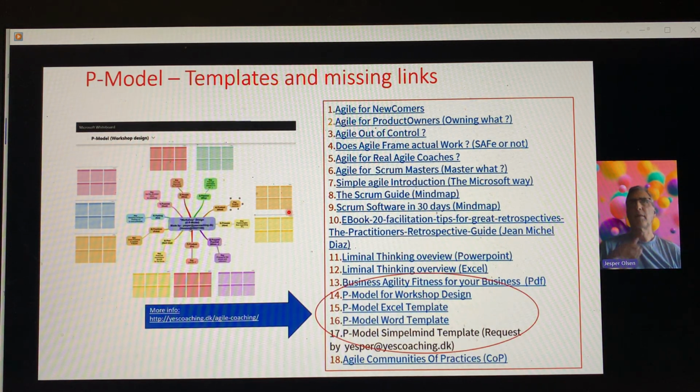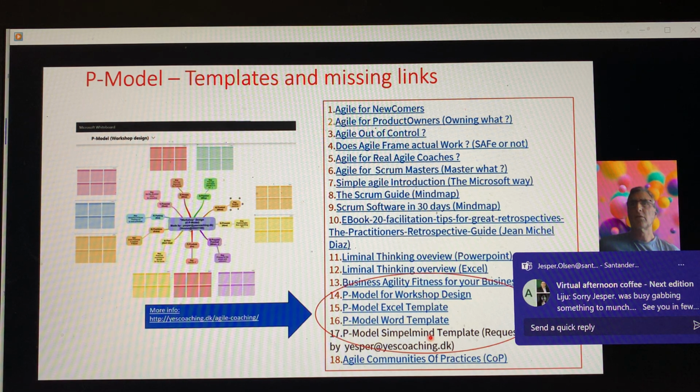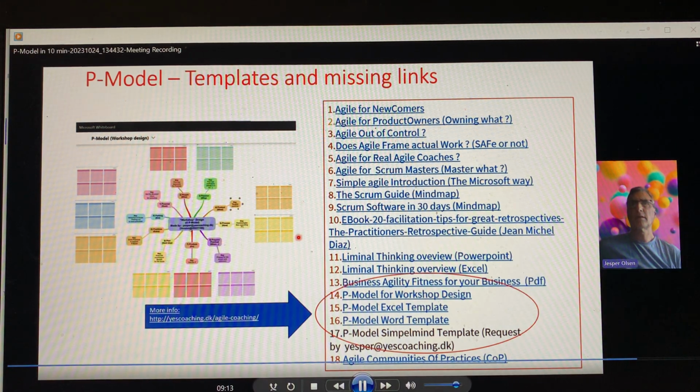If you got interested and would like to know more, I've made a lot of templates. You see I made a template here in Microsoft Whiteboard. So you can just use it directly, but I also made it in Excel and Word and so on, and in a tool called SimpleMind. Return to me if you would like some more.